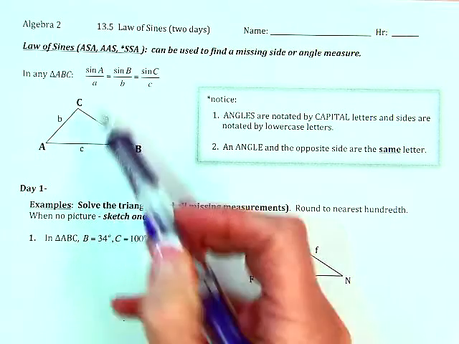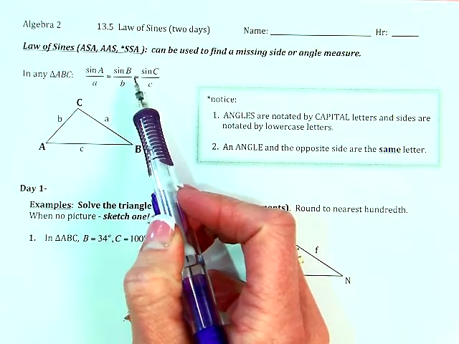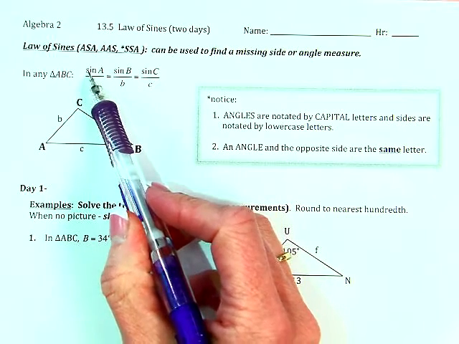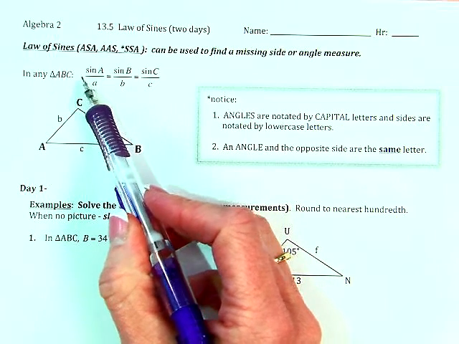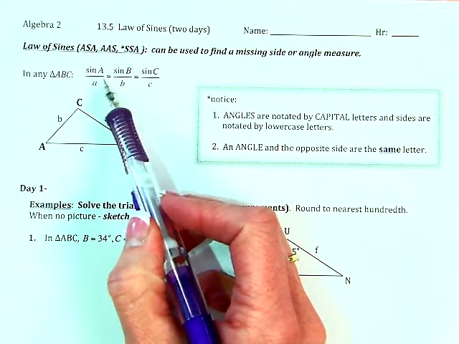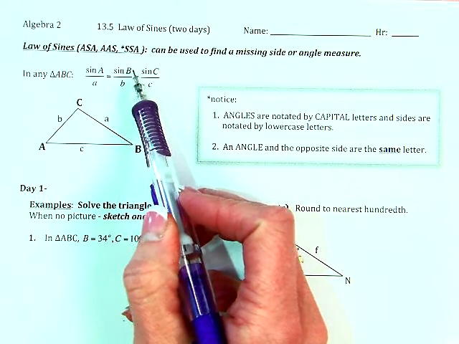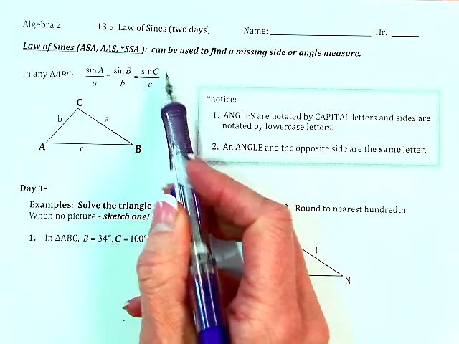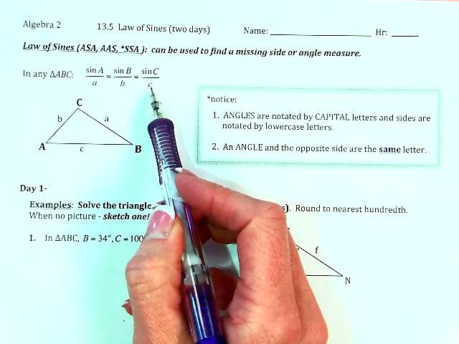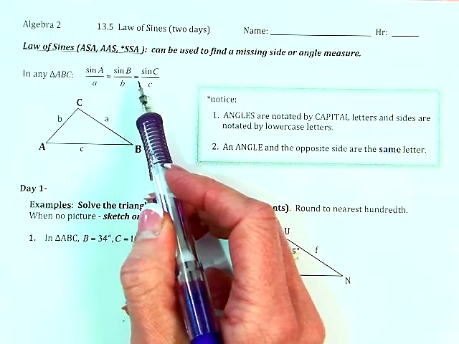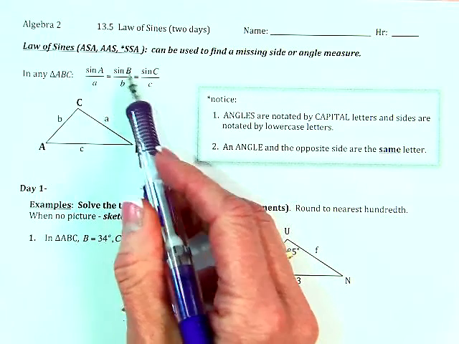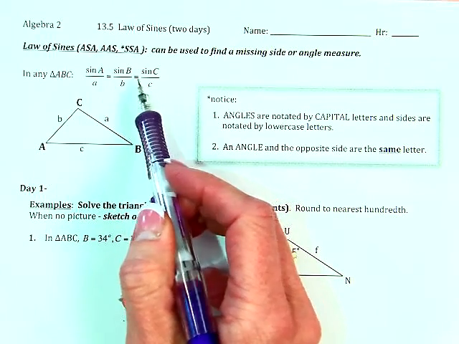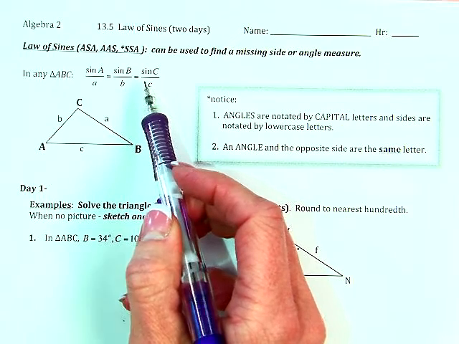So when you look at this relationship for the law of sines, which is true for any triangle, the sine of angle A divided by side a is equivalent to the sine of angle B divided by side b, which is equivalent to the sine of angle C divided by side c. And that is always true in any triangle. You will only use two of these ratios in a problem, two at a time.